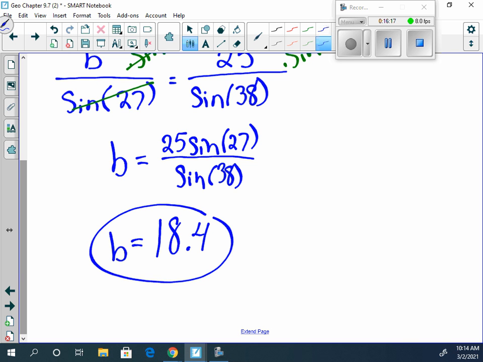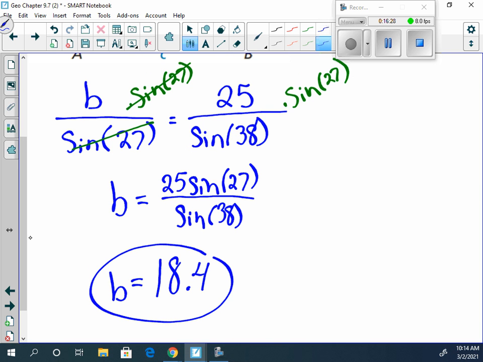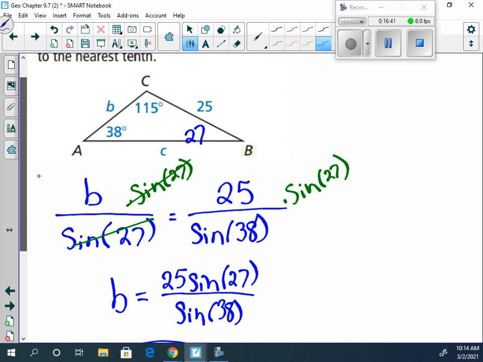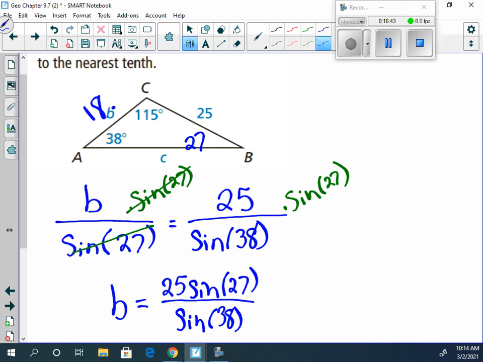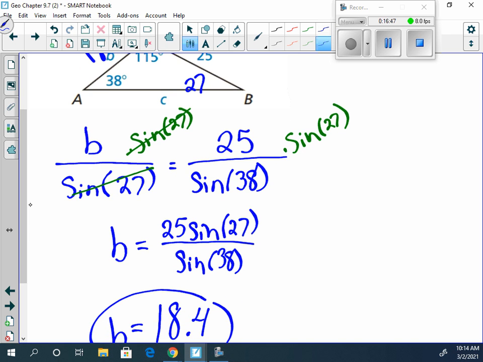We all agree with 18.4? Yes? And that makes sense, because the side length that was given was 25, and its angle was 38. 27 is a little bit smaller than 38. So we should expect a side length that's a little bit smaller than 25. So 18.4 is our side length. Any questions on how we found side length B?